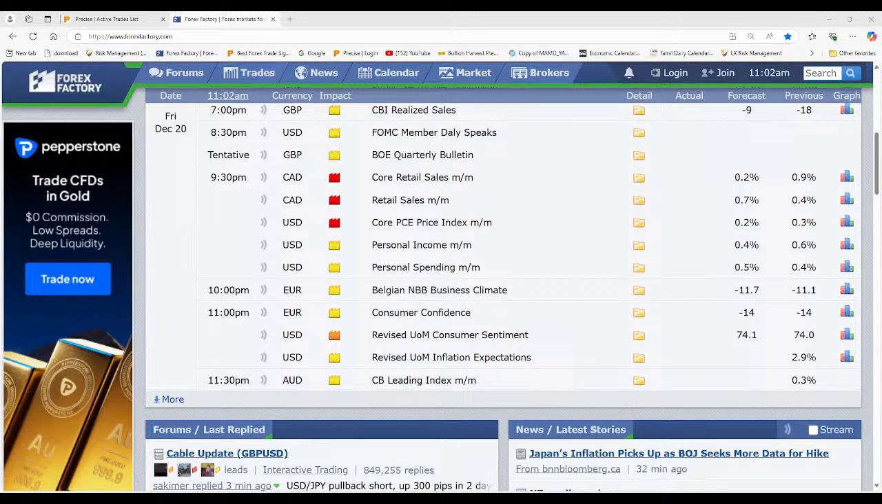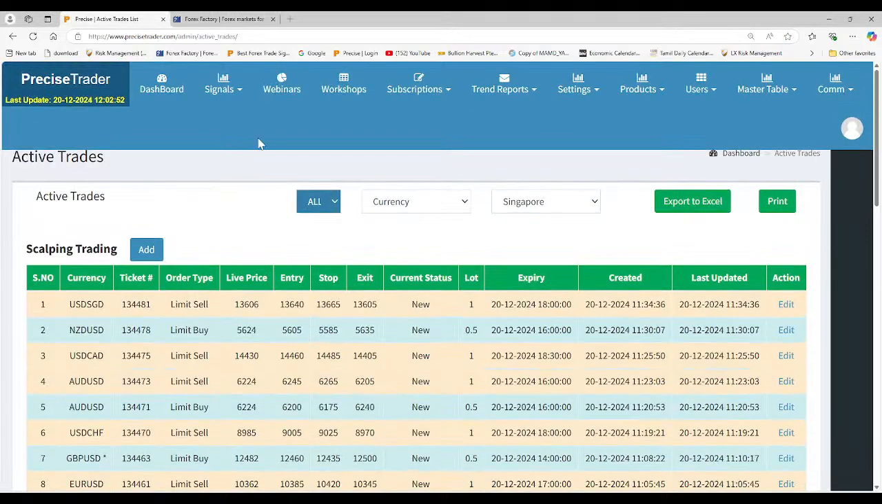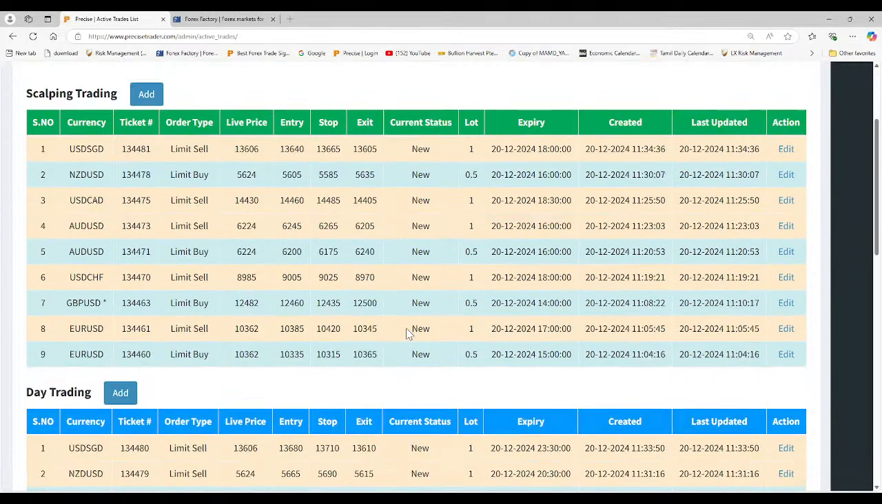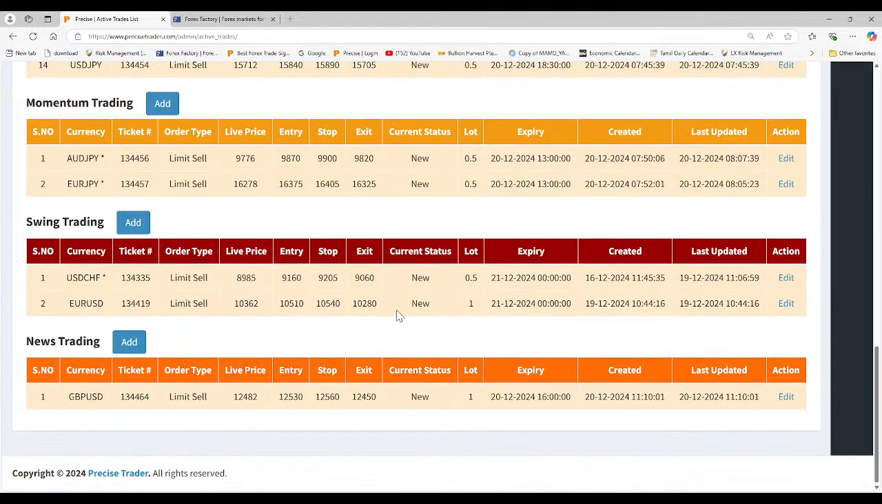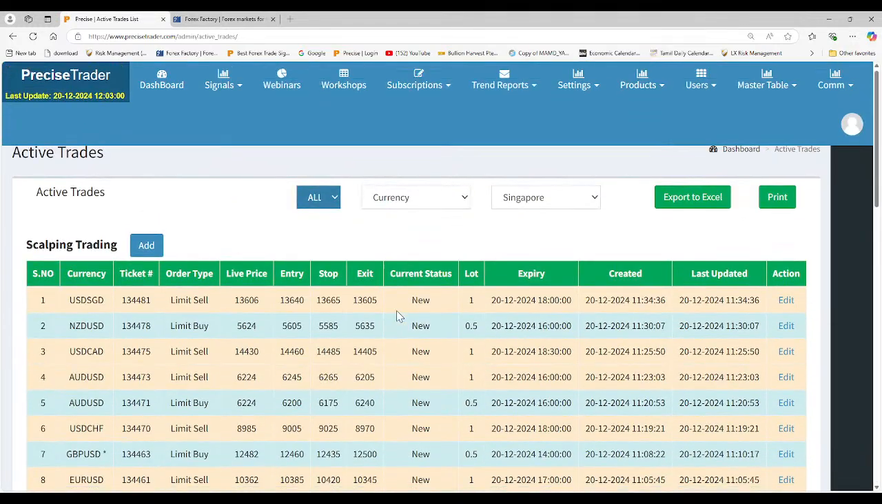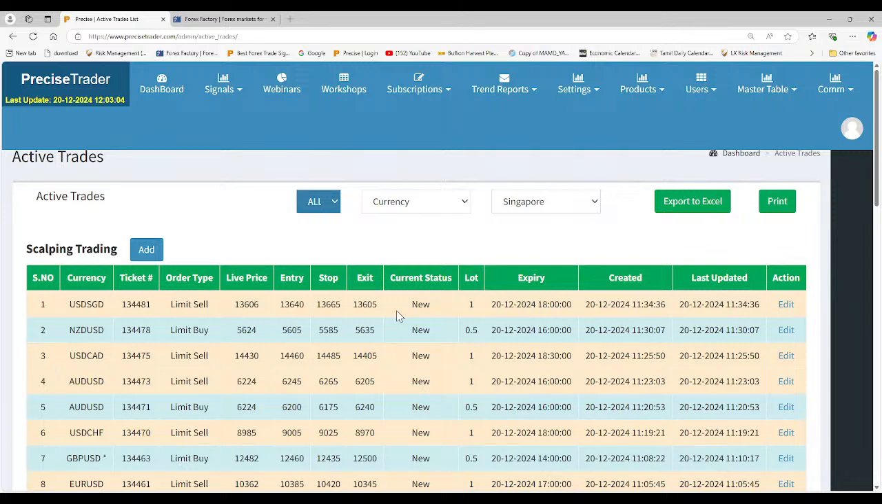Okay, then as far as the orders are concerned, we don't have any filled orders. We are trying to get into the trade for today, and let's do the analysis. Just give me a minute.